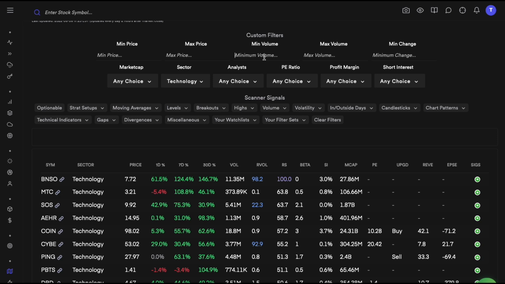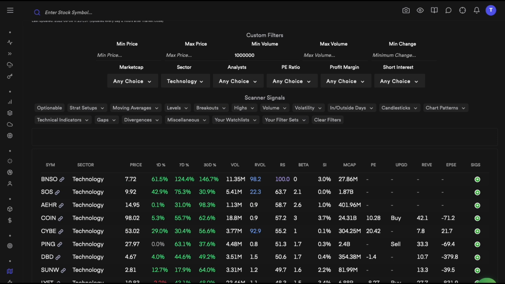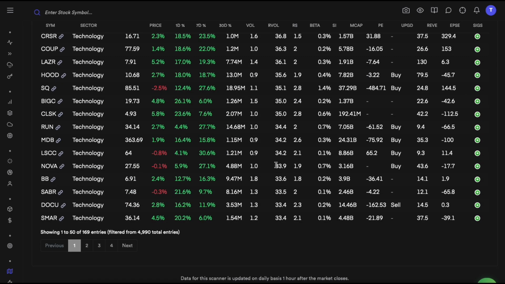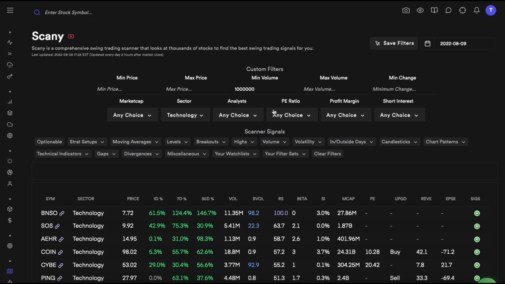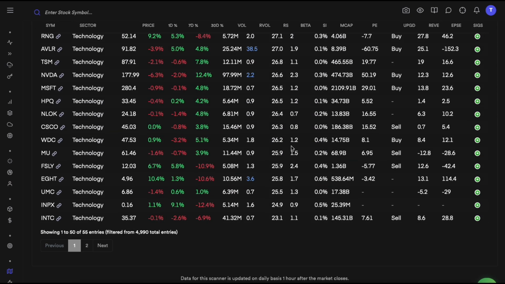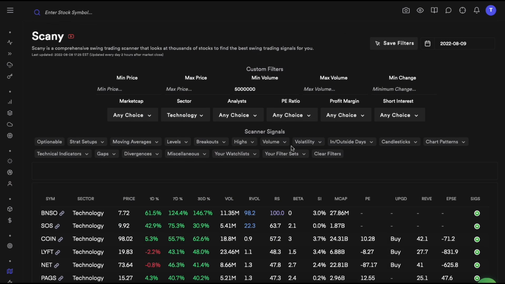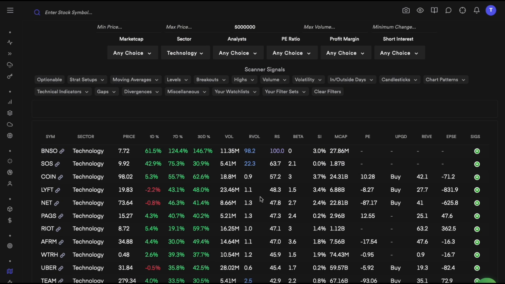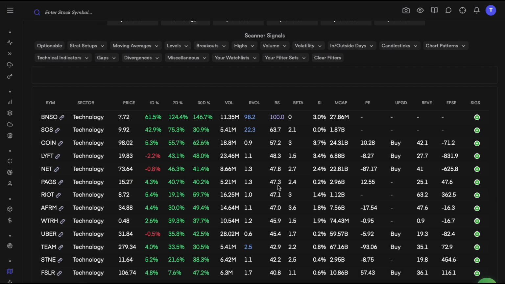And one other filter that you can add is a minimum volume of probably 1 million. Okay, and so this gives you about 169. Let's see if we can narrow it down, because we obviously want a small number of stocks that we need to be looking at. And now we have a list of stocks that have been going up over the last 30 days quite a lot, and these are obviously the leaders within that sector.